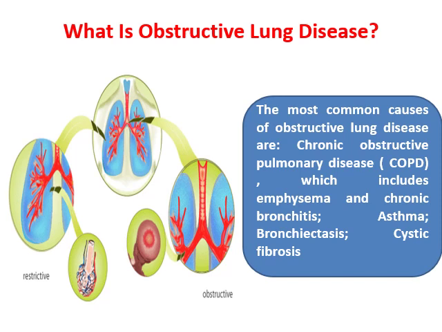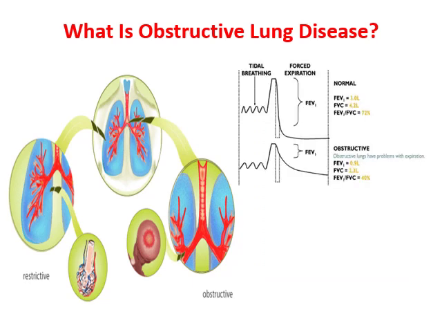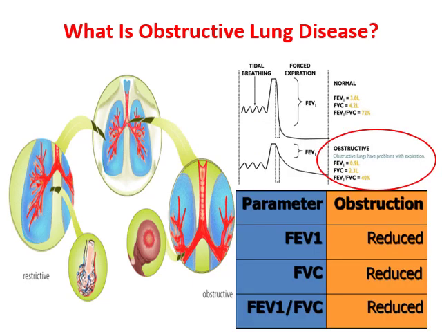The most common causes of obstructive lung disease include chronic obstructive pulmonary disease, COPD, which includes emphysema, chronic bronchitis, asthma, bronchiectasis, and cystic fibrosis. From this session, now we know the importance of the two parameters, the forced vital capacity and forced expiratory volume in the first second, to diagnose the obstructive lung disease.